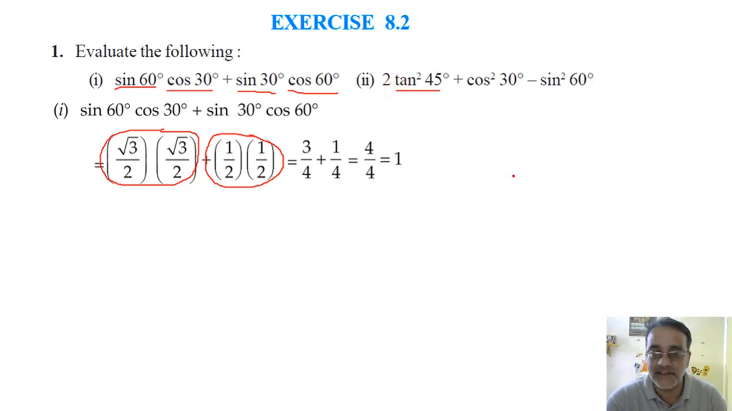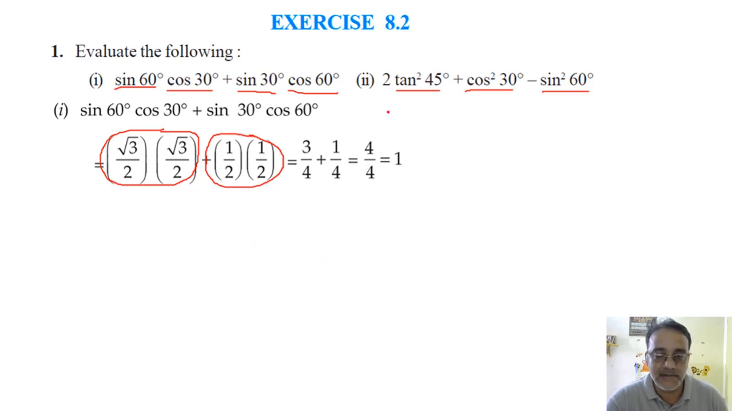Tan 45. What is the value of tan 45? 1. Cos 30? Root 3 by 2. And sin 60? Root 3 by 2. So this can be written first.